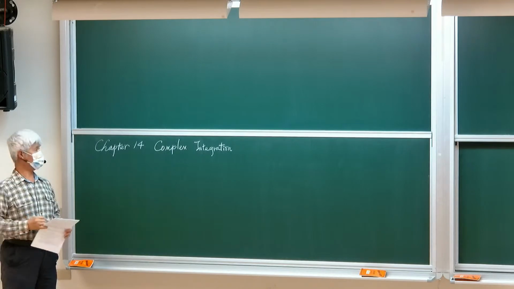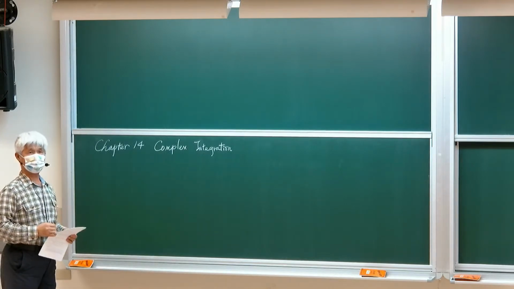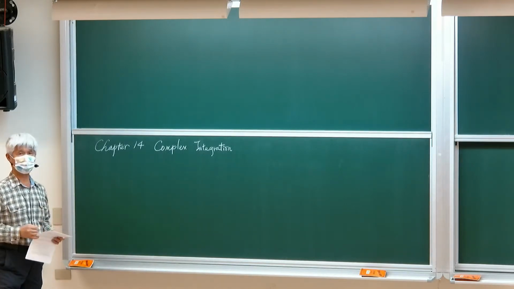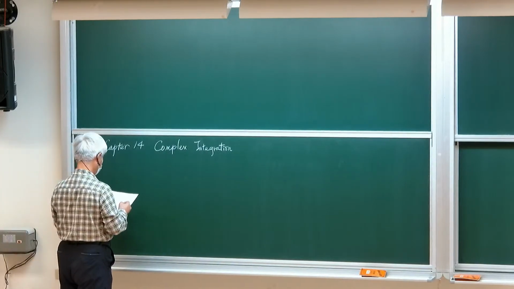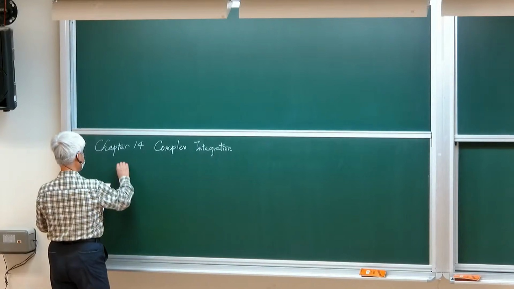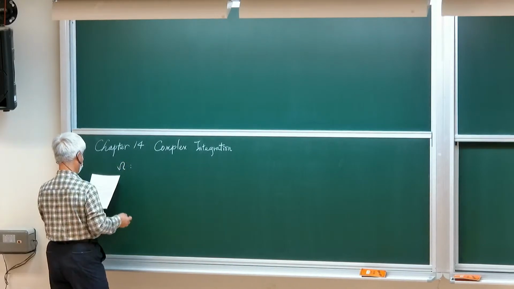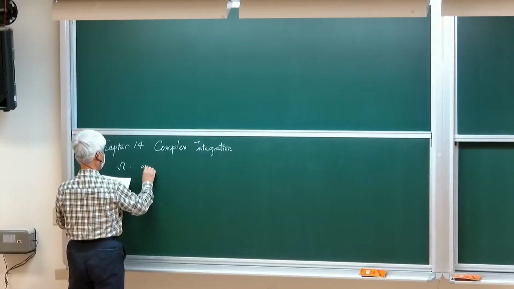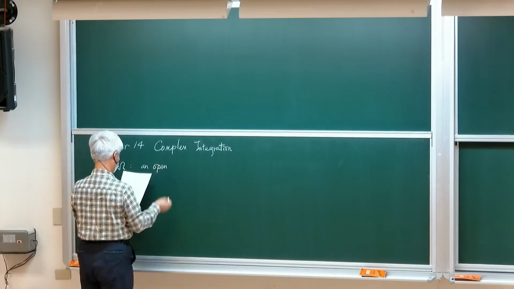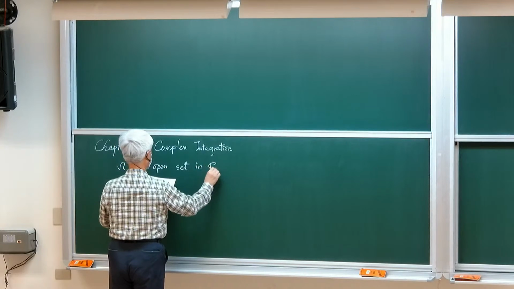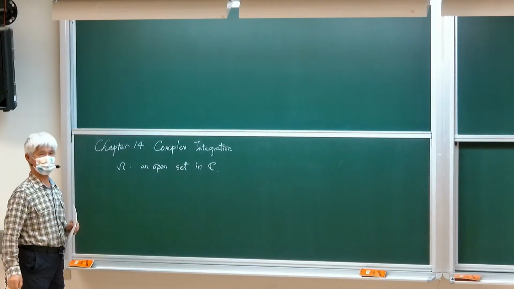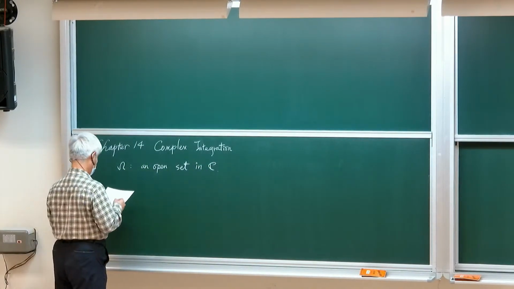So today we will start with the discussion of complex integration. So in this chapter, omega will be denoted as an open set in C. Okay, so this is a notation.